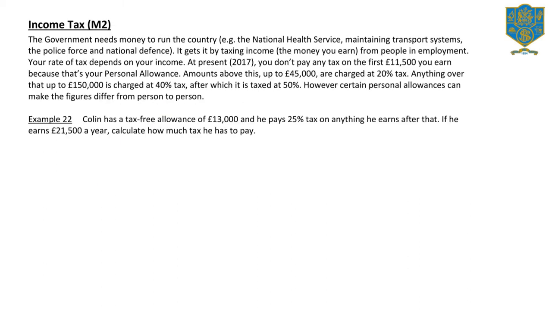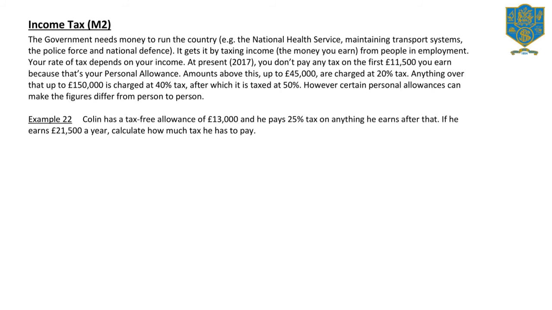Income tax. So the government uses income tax to run the country, so pay for the NHS, maintaining transport systems, the police force, national defence and so on. And it gets income tax based on what you earn. Your tax depends on the amount of income you get. So in 2017, you didn't pay any tax on the first almost £12,000, and then it went up in stages.